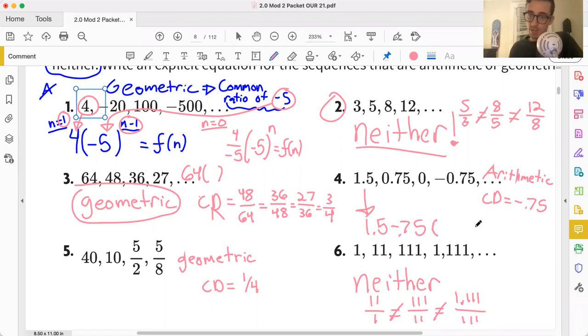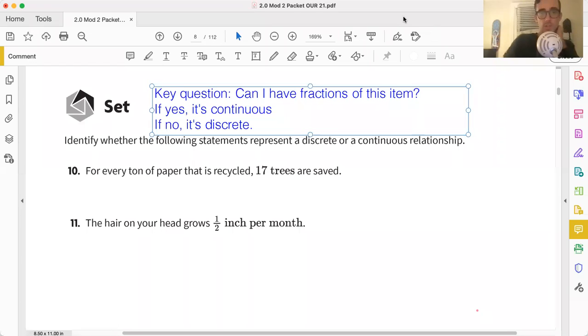And since this is an n equals 1 problem, give respect to that. So there's your explicit for 4. 5's geometric. Starting at 40, you multiply by 1/4 over and over. 6 is neither. See you in the next few problems. I don't think the set's too tough.